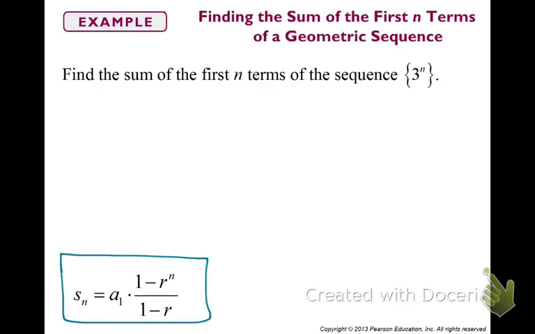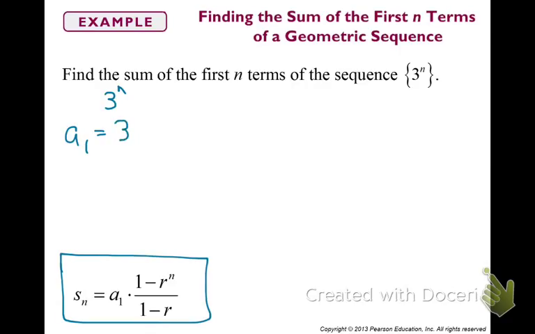So in order to use our formula, we need to find what? What do we need to find? And? Okay, so let's do that. So all the information we have is that it is 3 to the n power. So how can I find a sub 1? Excellent. So that would give us 3 to the first power. So a sub 1 is 3.